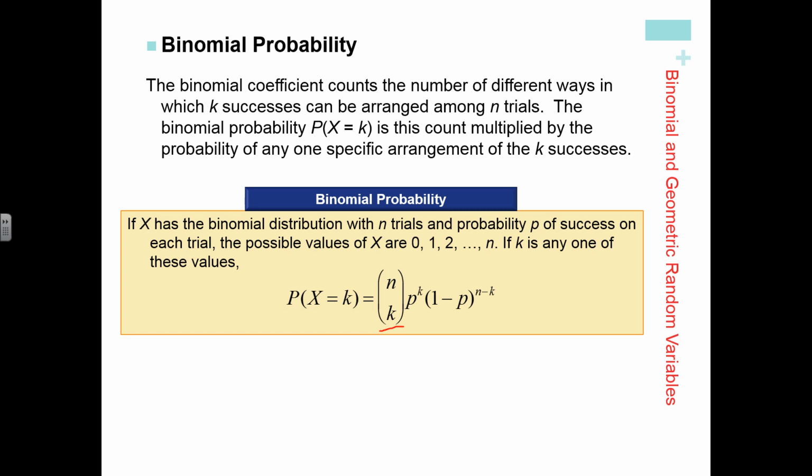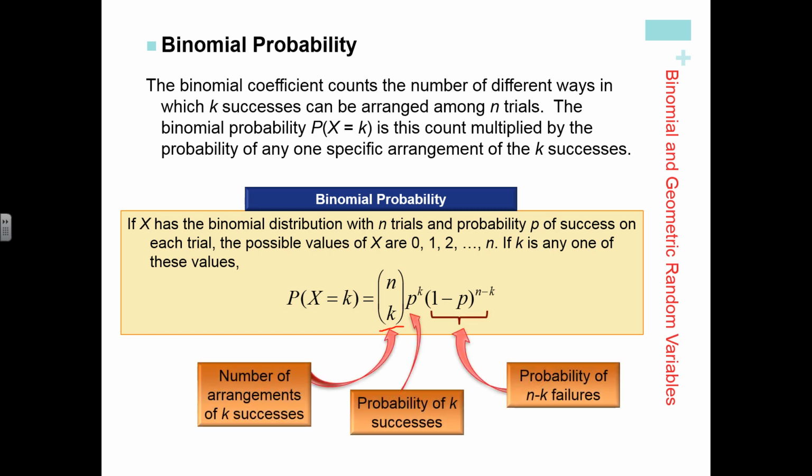So you figure out the combinations, and then you multiply it by the probability raised to the k. And k, again, is the number of successes that you want. Then you take the probability of failures, which is 1 minus the probability, and raise it to the number of failures. All right, so again, this first piece is the number of arrangements we possibly have. This is the probability of success, p to the k, and this is the probability of failures, 1 minus p to the n minus k.